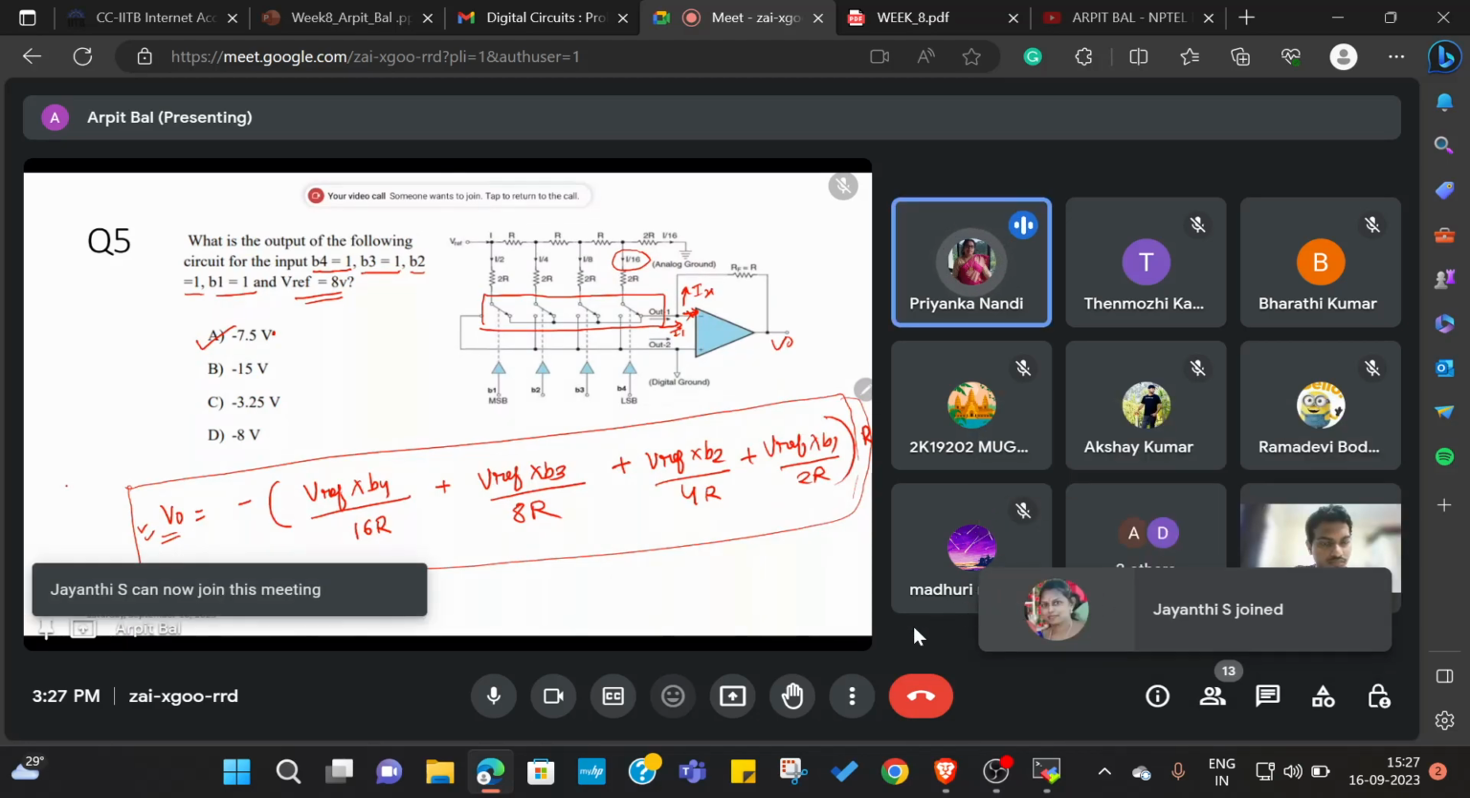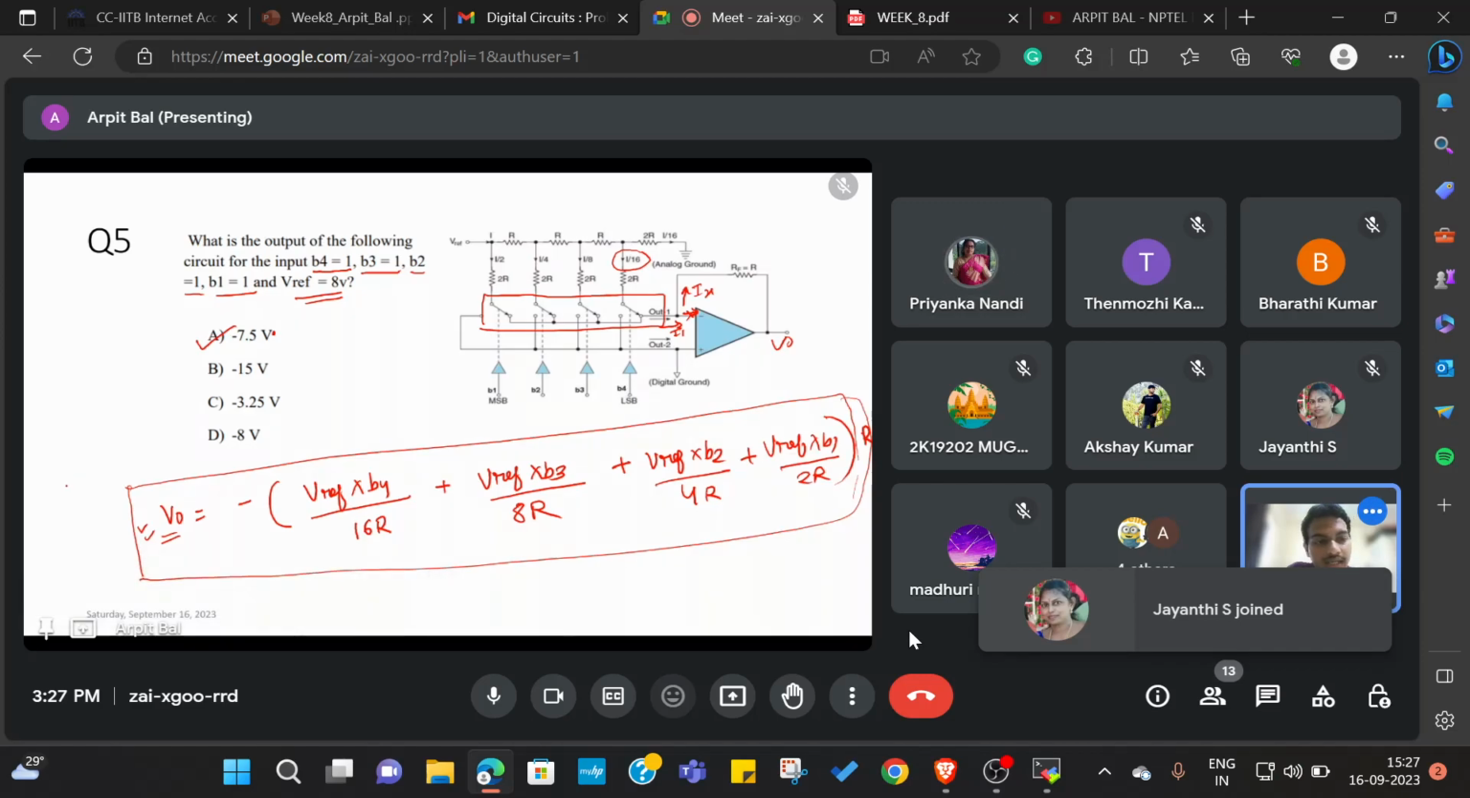Can we take V reference common from this equation? Yes, we can take V reference by R common, so R by R will get cancelled and we will be left with V reference into B4 by 16 plus B3 by 8 plus B2 by 4 plus B1 by 2.